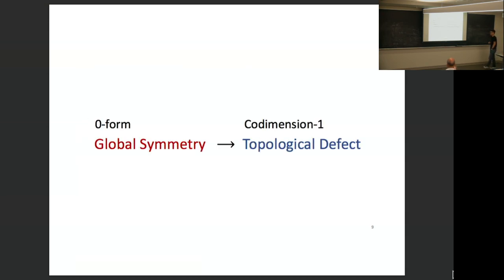So just to recap, given any zero-form global symmetry in your quantum field theory, for every group element of the global symmetry G, there's an associated topological defect that's supported on a codimension one manifold in your spacetime. The converse is actually not true. There are codimension one topological defects that are not associated with any global symmetry. But that would be another talk.